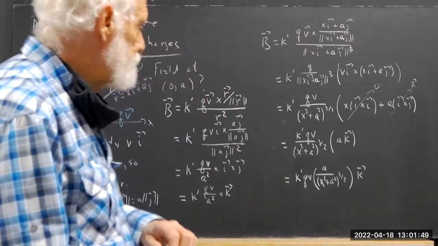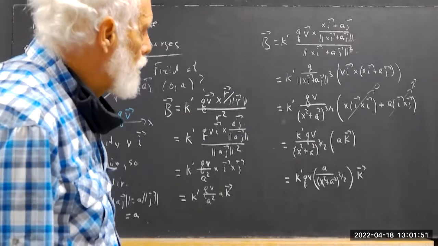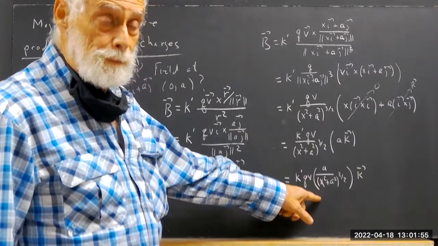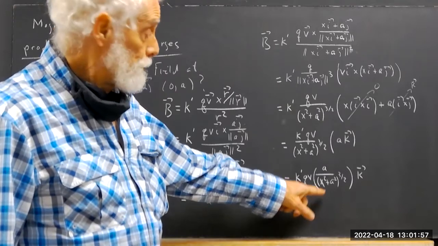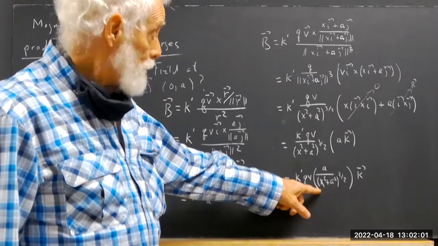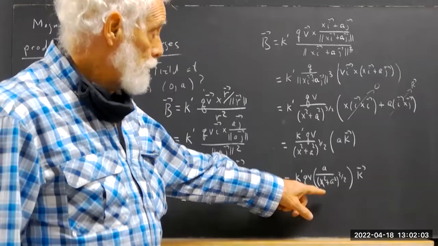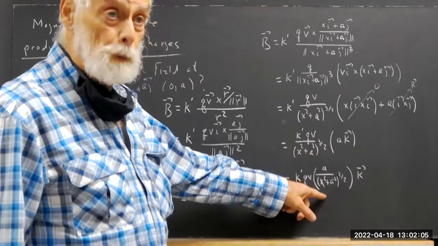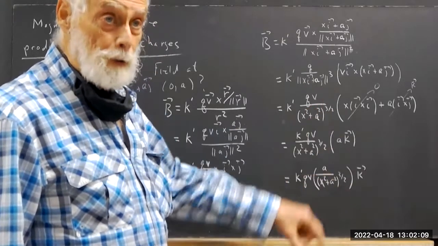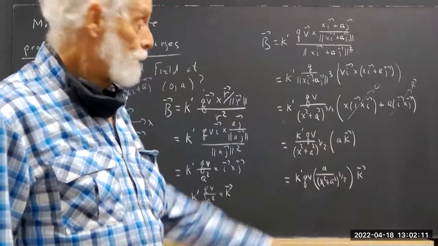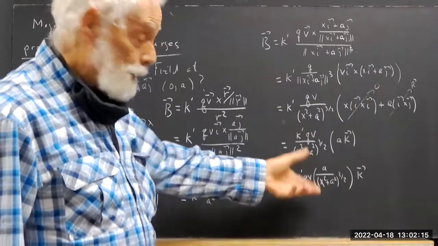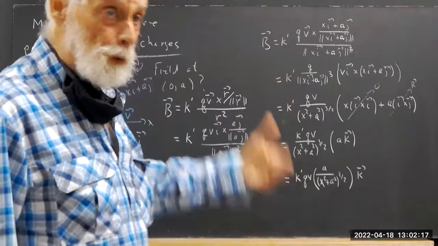Now we notice that if A is a lot bigger than X, then this is essentially just 1 over A squared. Because X squared plus A squared, if A is a lot bigger than X, it's pretty close to A squared. A squared to the 3/2 is just A cubed, and A divided by A cubed is A squared. So it's like an inverse square law.